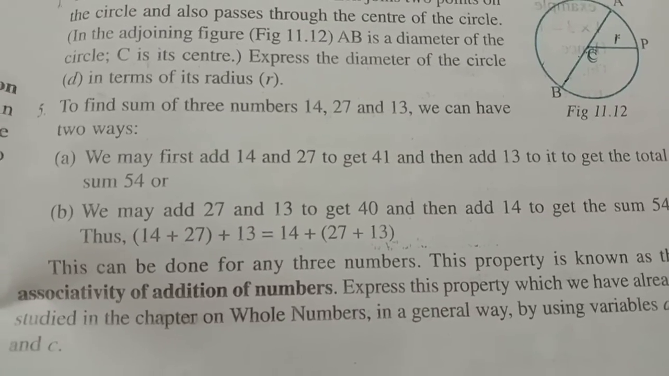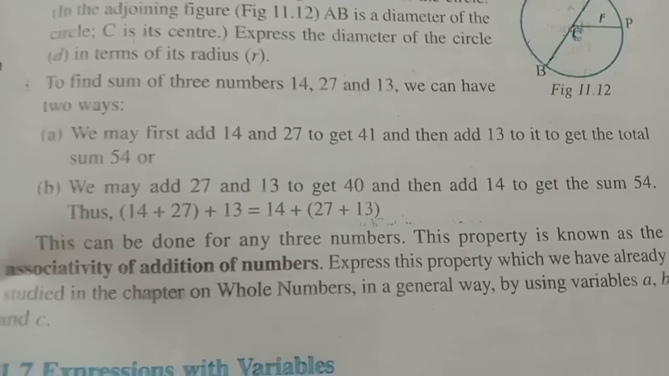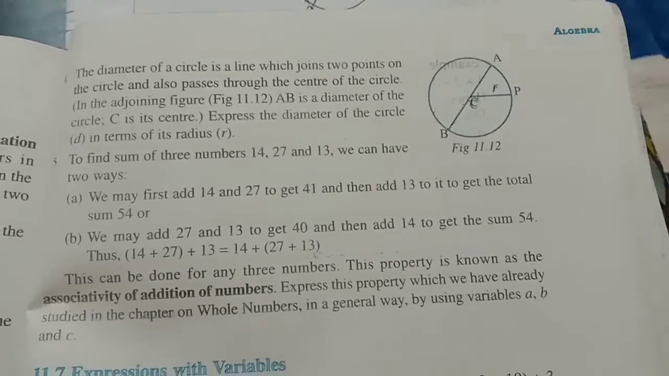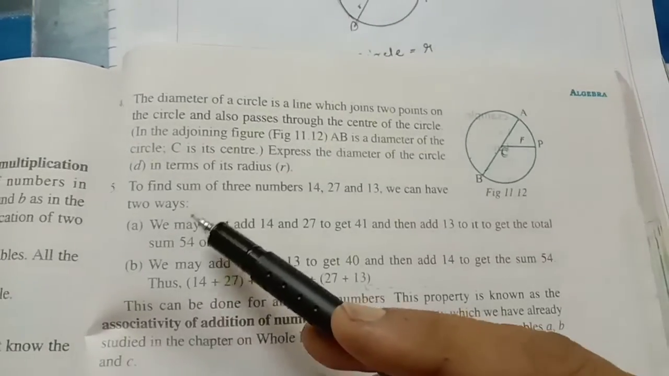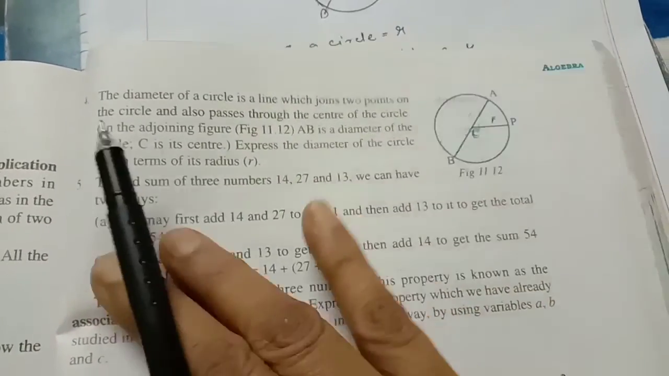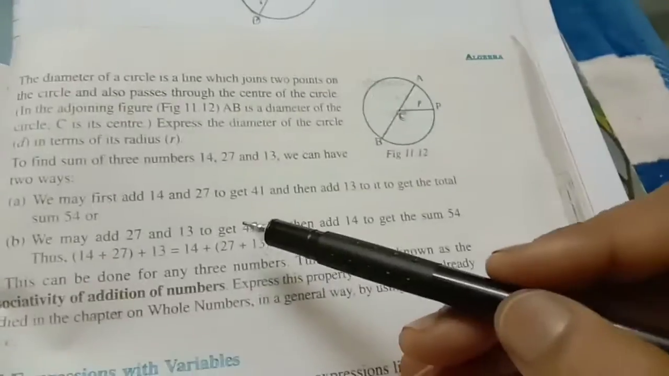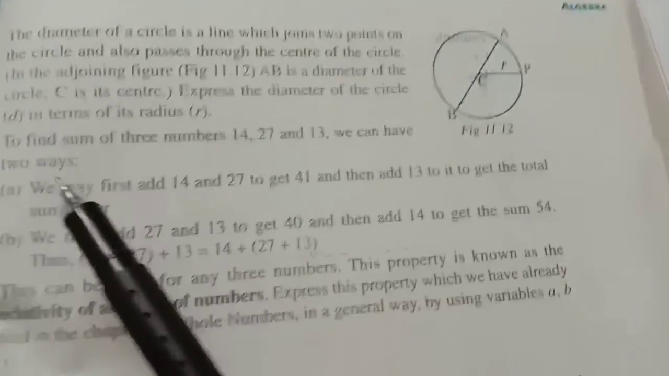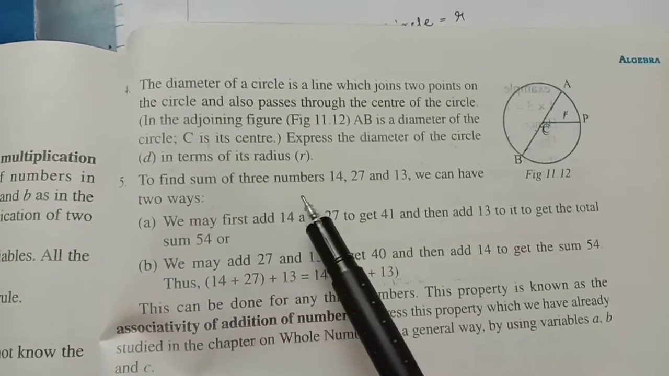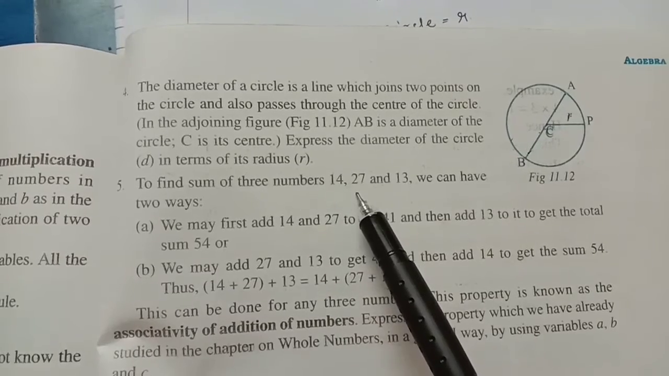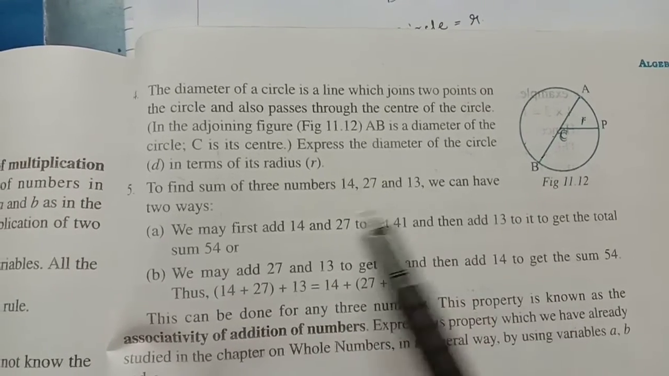Today we will do question number 5 from exercise 11.2. What is the question? Though the question is very long, the sum, when you understand it, is very small. To find the sum of three numbers 14, 27 and 13, we can have two ways.